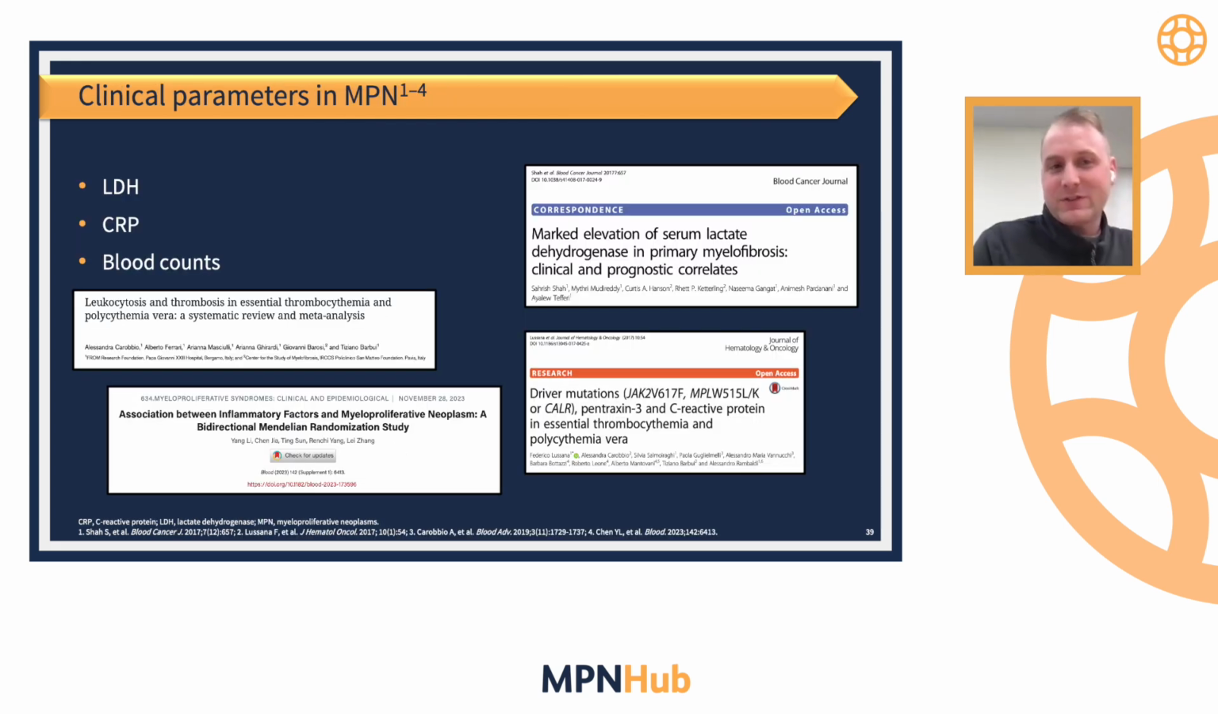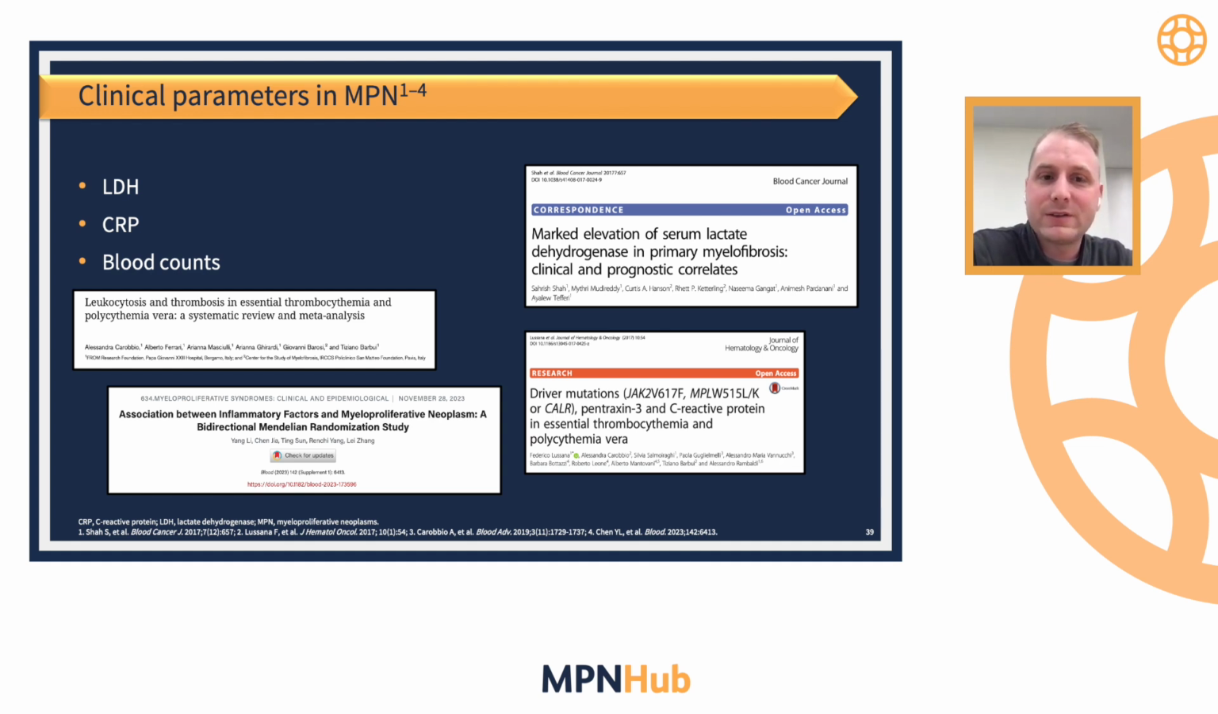Independent of these co-mutations that I mentioned before, there are even more basic clinical parameters or biomarkers that are associated with prognosis, that we measure close to daily in clinic. So one example would be the lactate dehydrogenase, the C-reactive protein, or blood counts itself. And I think that's something that we close to always do in clinic.